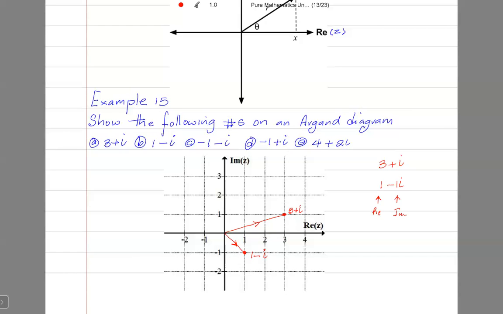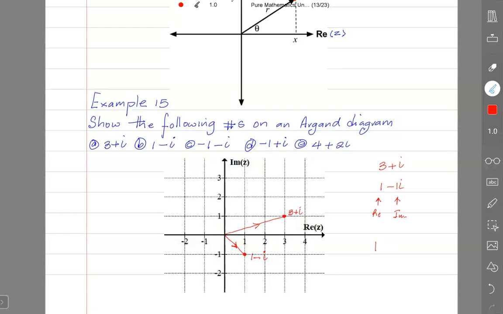Can you quickly do a sketch and put all 5 complex numbers on the Argand diagram? Please do a sketch quickly. Sir, go over that please one more time. We draw the line just there. All right, this is the complex number 1 minus i.